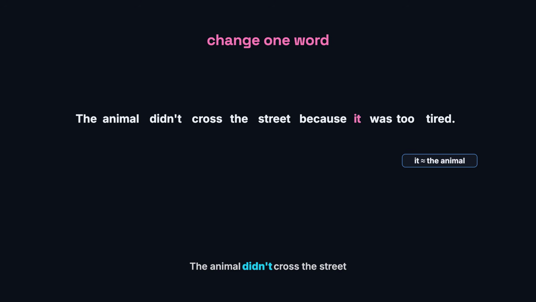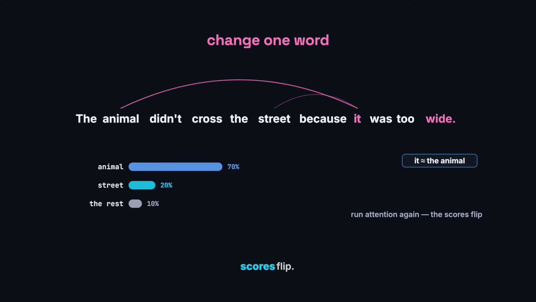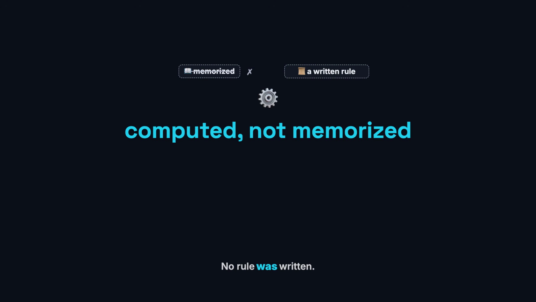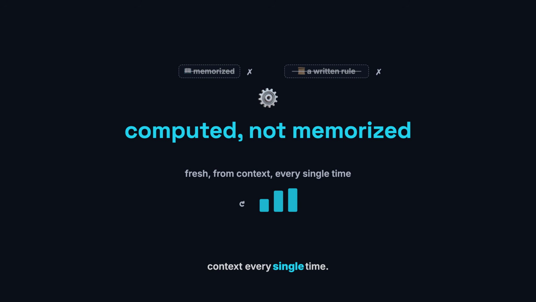Now the fun part, change one word. The animal didn't cross the street because it was too wide. Same sentence, same word, it. But run attention again and the scores flip. Wide describes a street, not an animal. So now street gets the strong match. Most of the attention flows there, and the model reads it as the street. Nothing was memorized. No rule was written. The weights are computed fresh, from context, every single time.